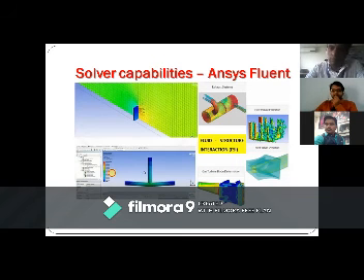Okay, this is the T section pipe. So we find out the T section pipe erosion rate here.